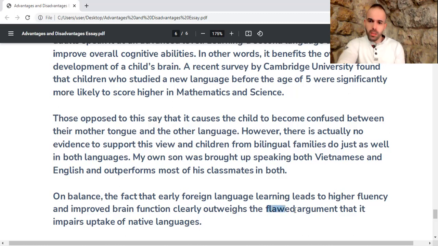Let me just explain to you flawed argument. Flawed argument means drawback or disadvantage. Impairs means obstruct or hinder or impede, okay? So that's the meaning of it. Uptake means the consumption or absorption, or how able you are to take it up, okay?